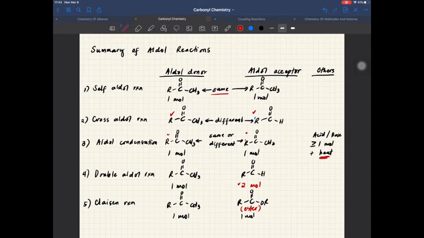And the last one is Claisen reaction. Our aldol donor is an aldehyde or ketone. Our aldol acceptor is an ester. So basically it is aldol reaction plus nucleophilic acyl substitution. Aldol condensation is aldol reaction plus E1CB elimination. Okay, so that is how we interpret the aldol reactions that I have introduced to you.